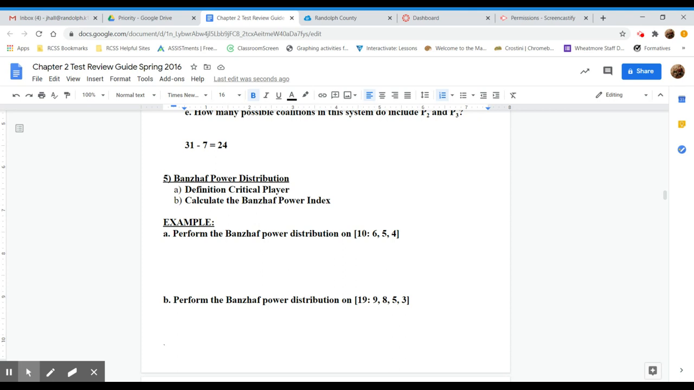Calculate the Banzhaf power index. We have to be able to do that, so I'm going to give you a short one here. Perform a Banzhaf power distribution of the weighted system with quota 10 and weights 6, 5, 4.